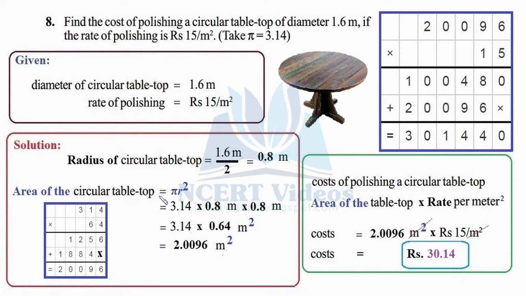Area of circular tabletop is pi r square. And why have we halved it? Because we are dealing with radius, not diameter. Again, look for this information. Pi is 3.14. It has to be taken as 3.14. Radius, that we have found, is 0.8 meter into 0.8 meter. We will multiply meter by meter as meter square. 3.14 into as it is. Multiply it. It's very easy. Forget decimals. 8 fours are 32... 0.64 meter square. It's not 0.64, it is 0.64 meter square.